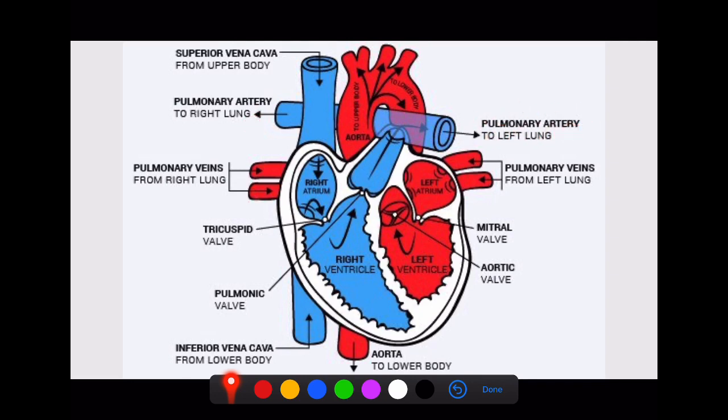Oxygenated blood from the lungs comes through the pulmonary veins. This is the left lung and then the right lung. Here they meet at the left atrium, and then through the mitral valve they come into the left ventricle. From here they further go into the aortic valve and into the aorta. It splits off into the upper part of the body, and then from the lower aorta it splits off into the lower part of the body.